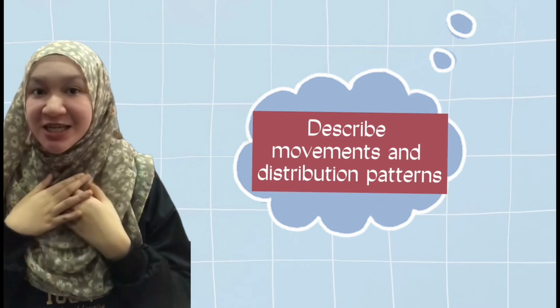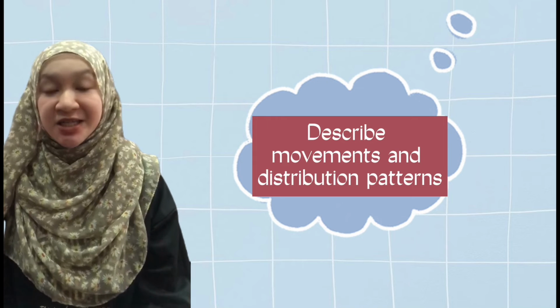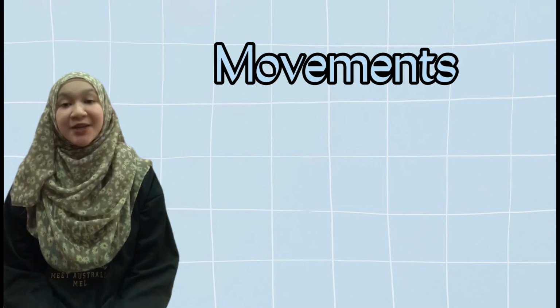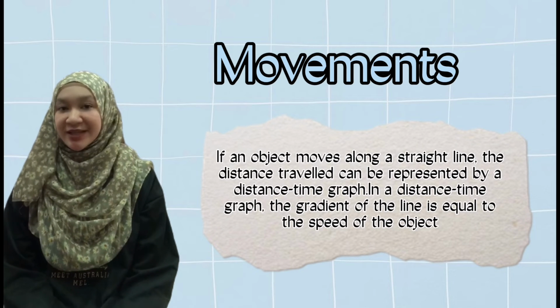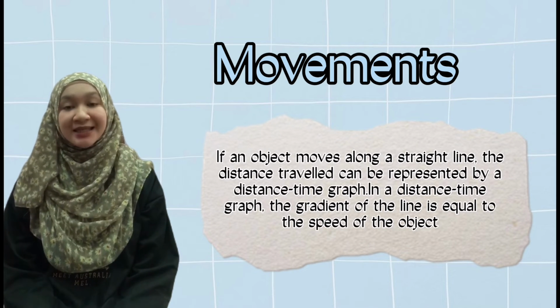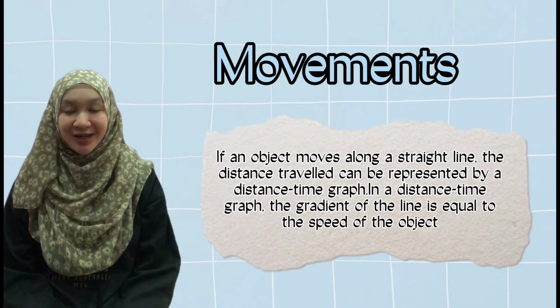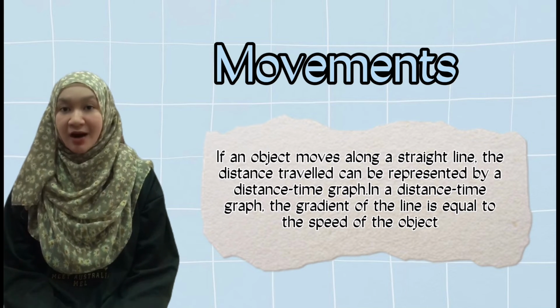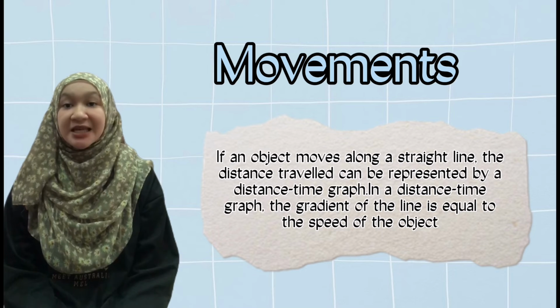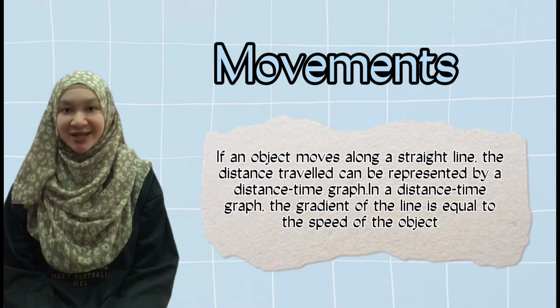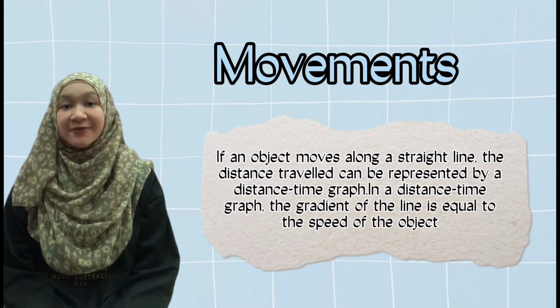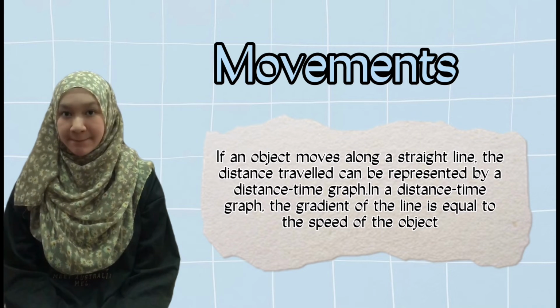My presentation describes movement and distribution patterns. Movement: if an object moves along a straight line, the distance traveled can be represented by a distance-time graph. In a distance-time graph, the gradient of the line is equal to the speed of the object. The greater the gradient and the steeper the line, the faster the object is moving.